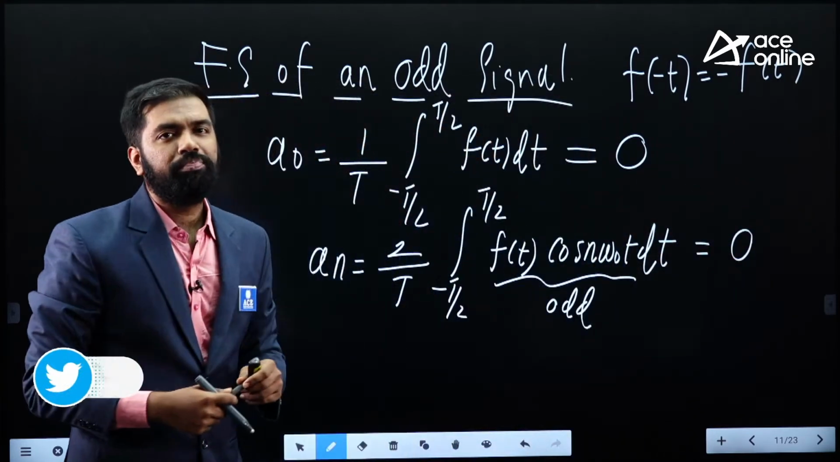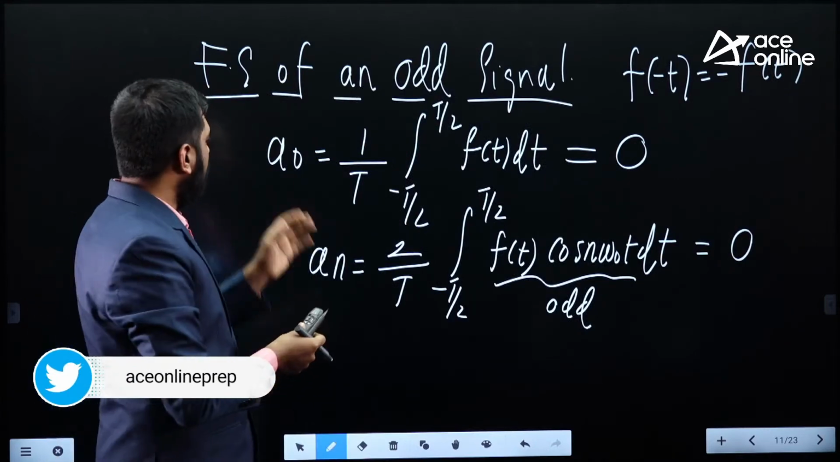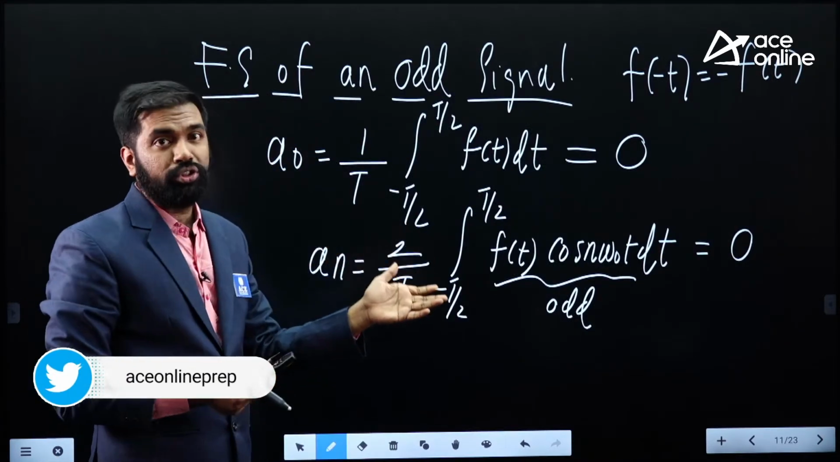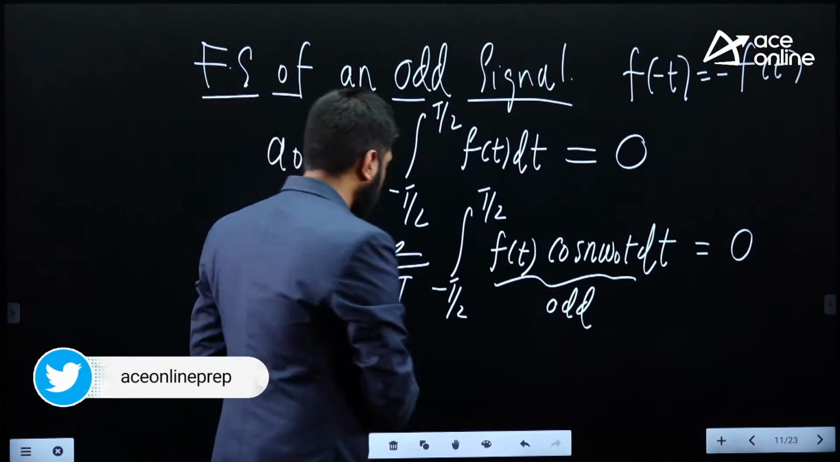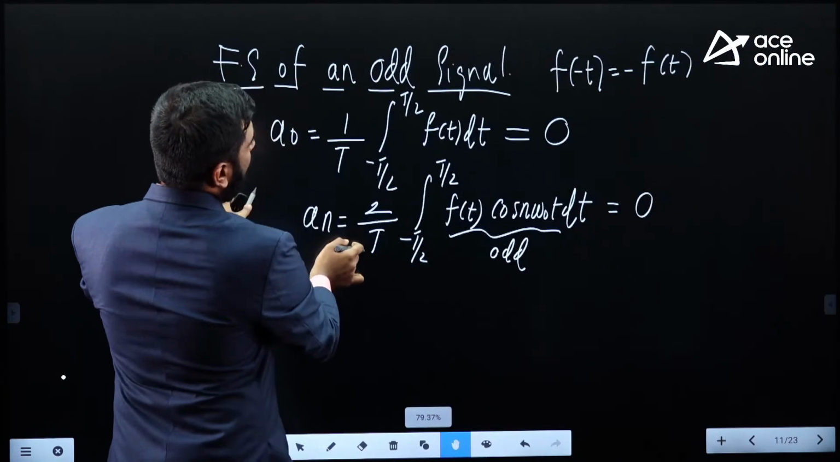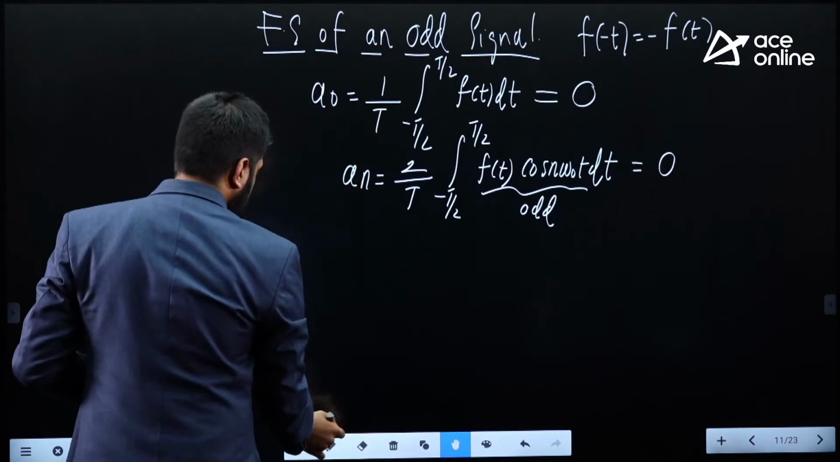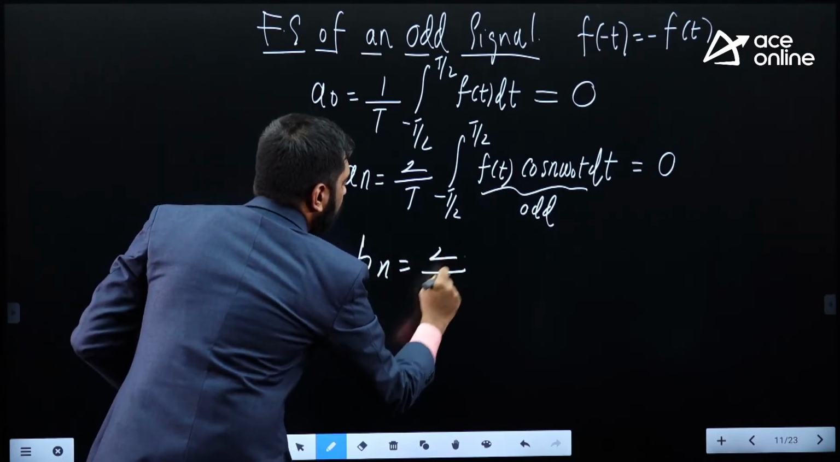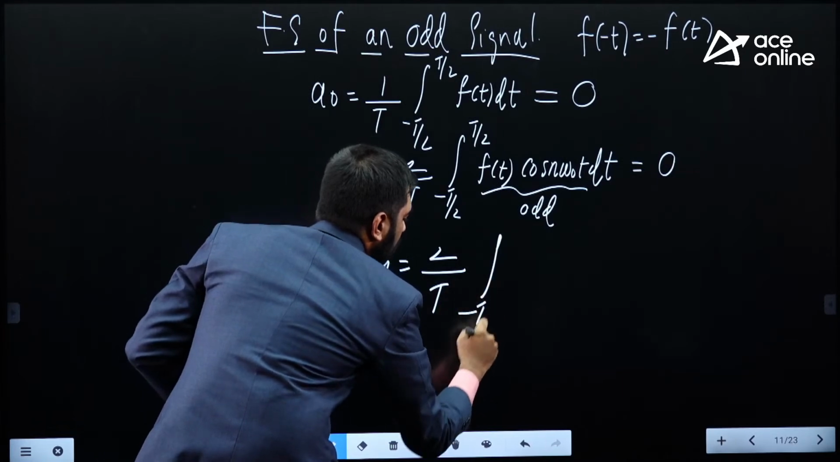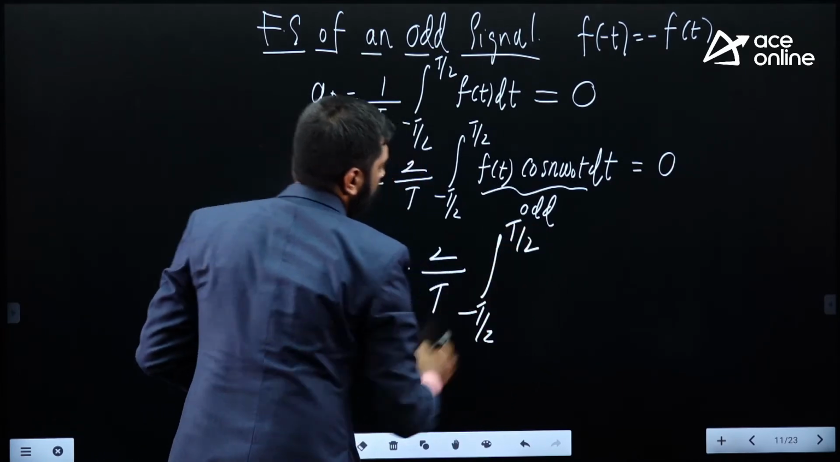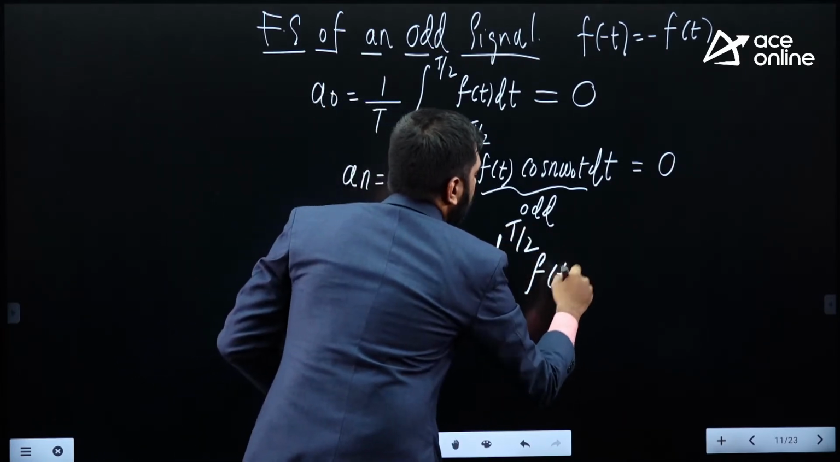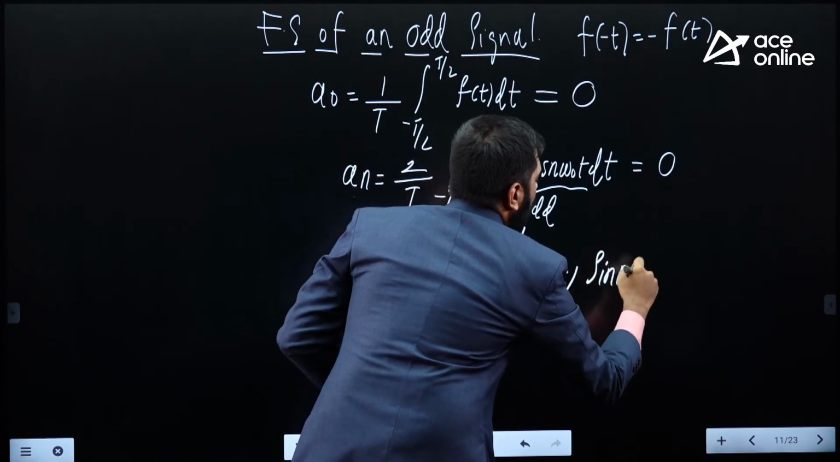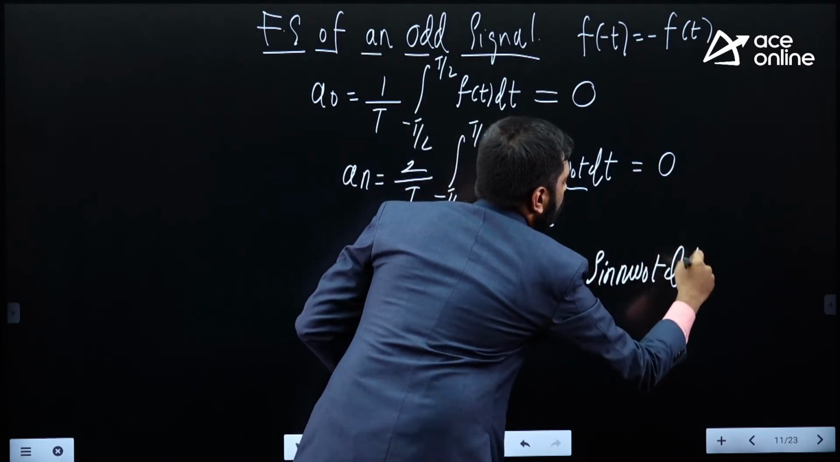So interestingly, for an odd signal, a0 is 0, an is also 0. Now let's find bn. Let's see what happens for bn. The expression for bn is 2 by T integral from minus T by 2 to T by 2 of f of t sine n omega naught t dt.